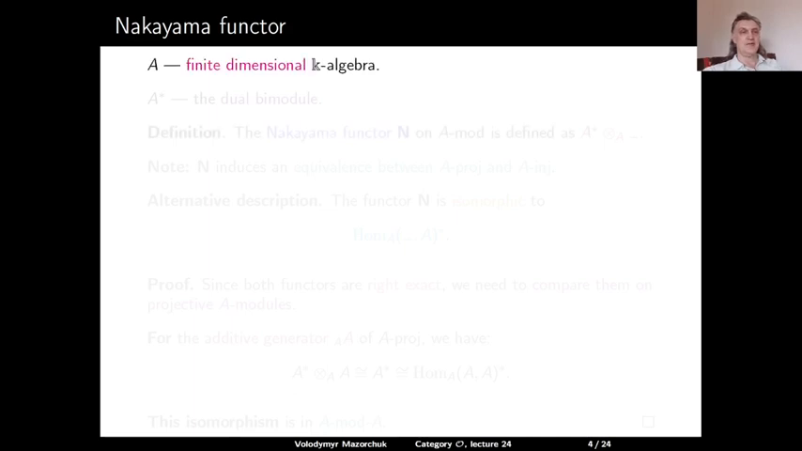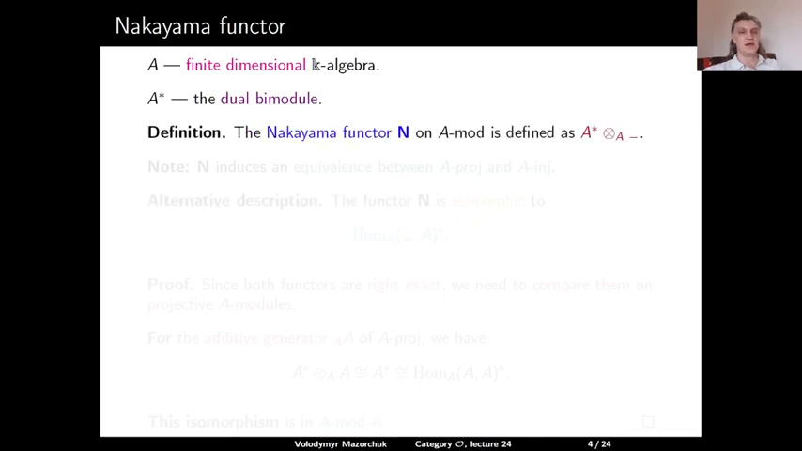So let A be a finite dimensional K-algebra. Consider the dual bimodule A star. Then the Nakayama functor N on A-mod is defined as tensoring over A with this dual bimodule. Directly from the definition, it follows that N induces an equivalence between the category of projective A-modules and the category of injective A-modules.